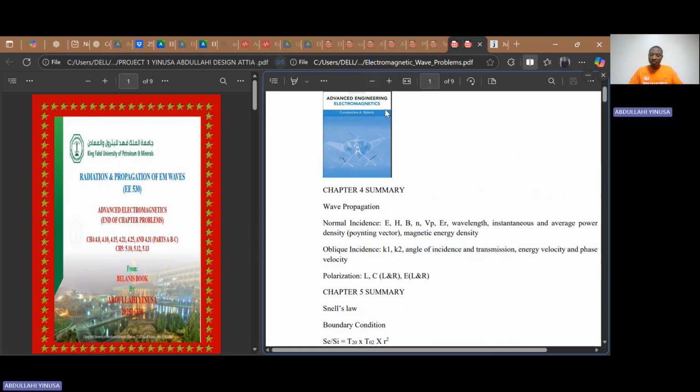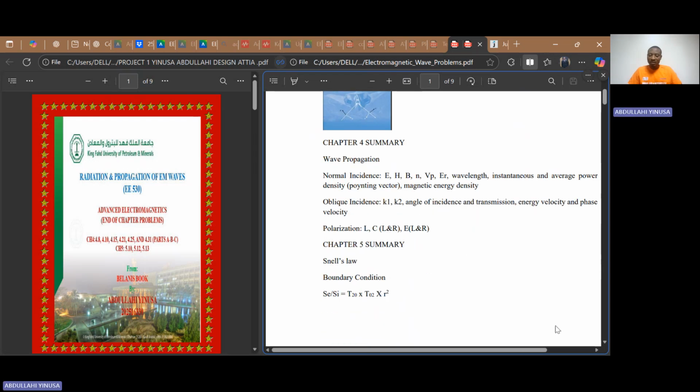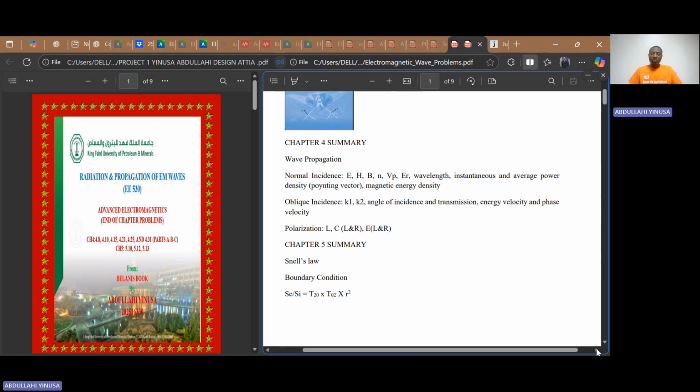Before starting, I would like to give a short summary of the entire chapter so that it can be carried along, and then explain each of the formulas that we're going to be using in these problems. Chapter 4 first starts with wave propagation, the movement of an electromagnetic wave from one medium to the other. Then it's divided into two: normal incidence and oblique incidence.